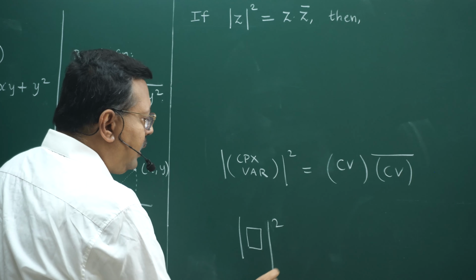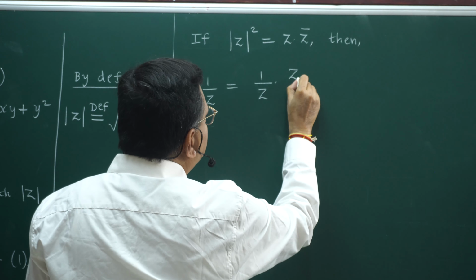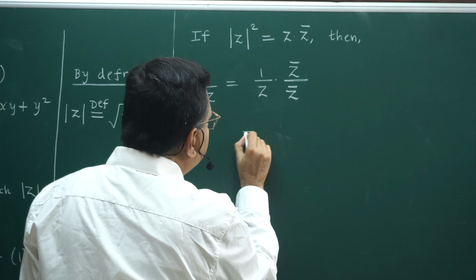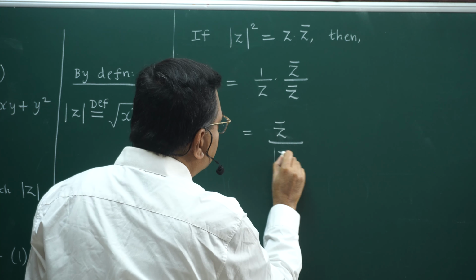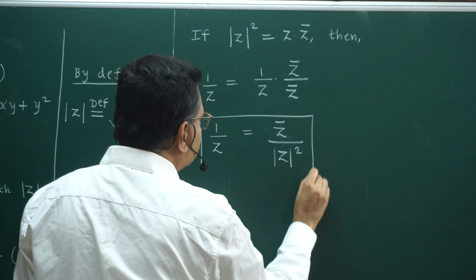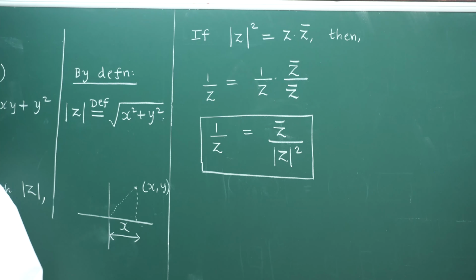Fine. How can you write 1 over z? 1 over z can be written like this: 1 over z, you multiply and divide by the complex conjugate, and that gives me z bar divided by mod z square. So whenever you see 1 over z, you replace it by z bar divided by mod z square. That is another important relation which is required. Let me write down that this is 2. Whatever relation deserves some importance, I am putting a box there.